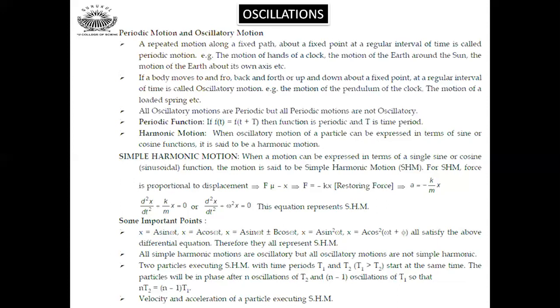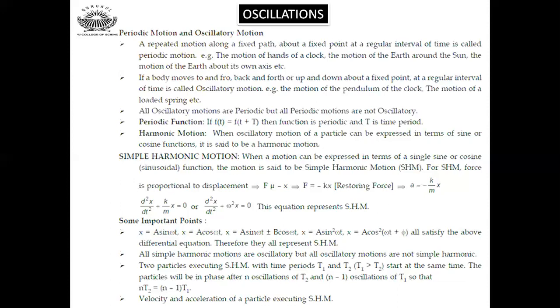Moving to harmonic motion: when the motion of a particle can be expressed in the form of a single sine or cosine function, you call that motion harmonic motion, or simple harmonic motion. Here, we have an equation of the form d square x by dt square plus k by m into x equals 0, or d square x by dt square plus omega square x equals 0. This is called the harmonic motion equation, and it represents a simple harmonic motion.